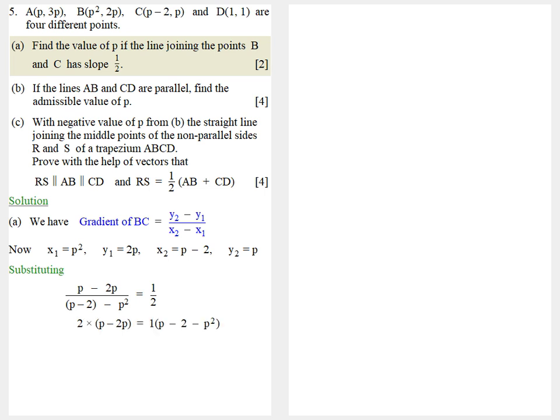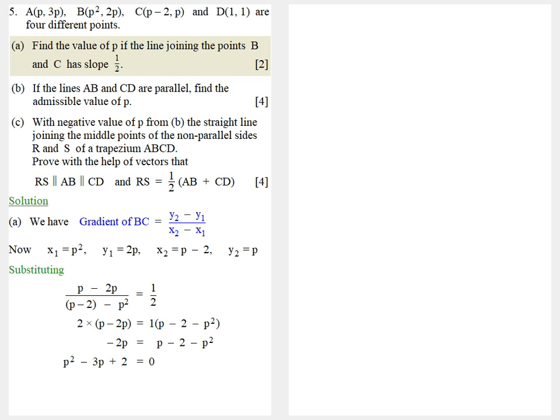If we cross multiply, we get 2 times (p minus 2p) equals 1 into (p minus 2 minus p squared). Now the p minus 2p simplifies to minus p, so on the left hand side we have minus 2p, and on the right hand side we have p minus 2 minus p squared. Now if we add p squared to both sides, subtract p and add 2, we end up with p squared minus 3p plus 2 equals 0.